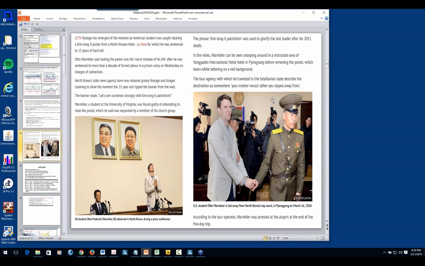So he's from a little church group in the States, and he goes over against his parents' wishes to visit North Korea. Beautiful North Korea. Best Korea. And somebody in his church group asked him to get a copy of a poster or a picture of the chairman. So he was seen sneaking around and then stealing a Kim Jong-il poster from the North Korean hotel. Well done.